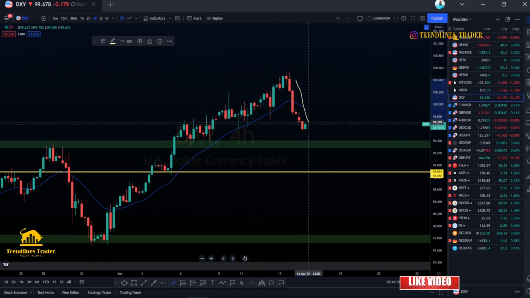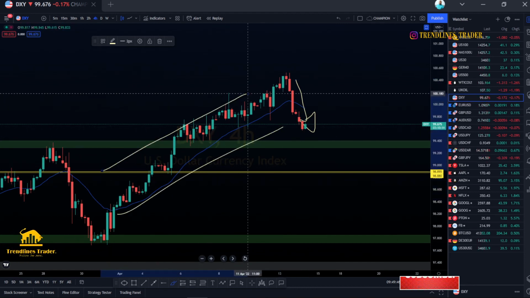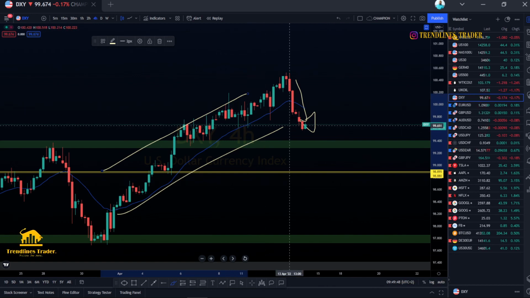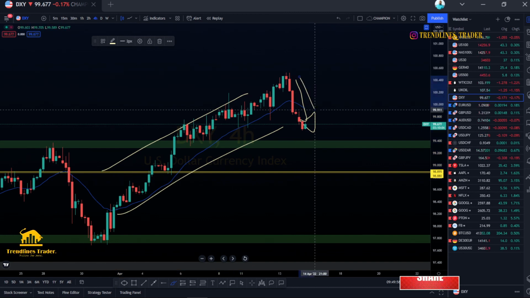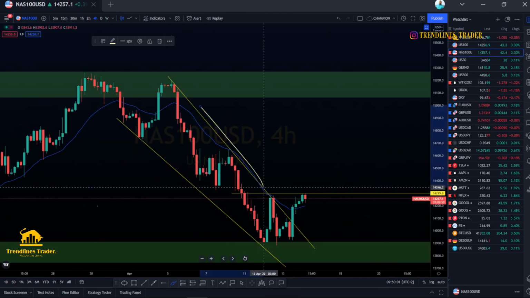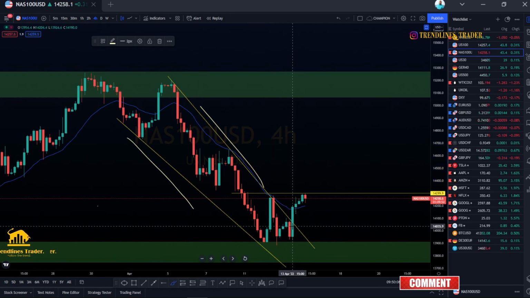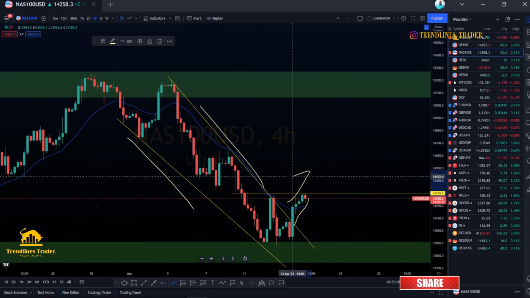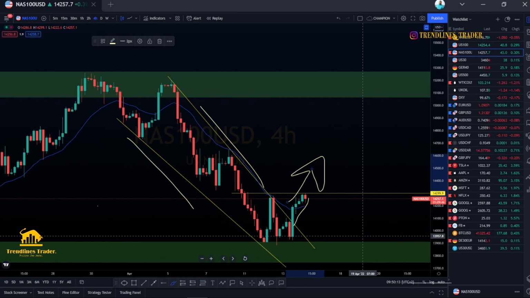You can see now that this pullback, the price was bullish, as you can see this channel. So now the DXY is presenting this pullback. Let's look at the Nasdaq. The Nasdaq was bearish, and because of that pullback, we are having the pullback here. I hope you guys do understand or get that idea that I'm trying to bring to you guys.